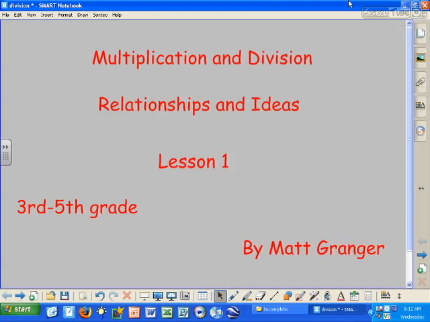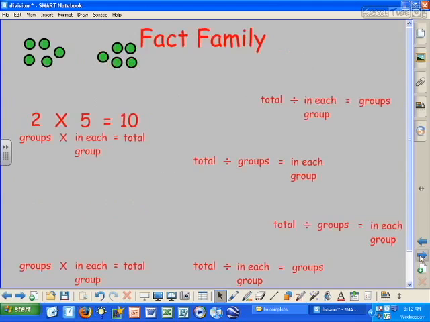Multiplication and division. We're going to look at the relationships and the idea behind especially division. This is lesson one. So first we'll take a look at fact families.